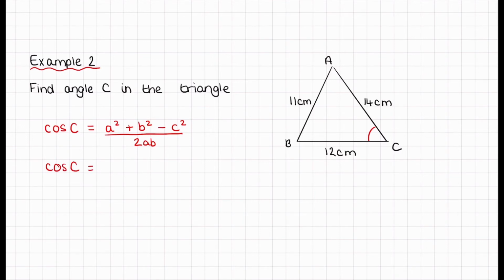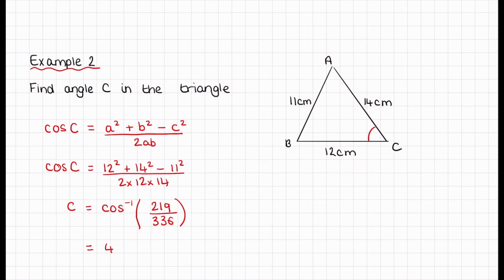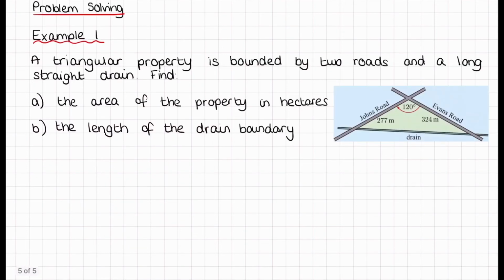Now the cos of C will equal a squared, which is 12 squared plus b squared, 14 squared minus c squared, which is 11, all divided by 2 times a and b, which is 12 and 14. Then, because it's finding an angle, we need to do the inverse of the cos -1 of all of that, which would be 219 over 336, and that gives us approximately 49.3 degrees. So the main difficulty people have, or the main issues people get into, is that they don't put their numbers in the correct spot. Some problem solving, and then we will be done with trigonometry.